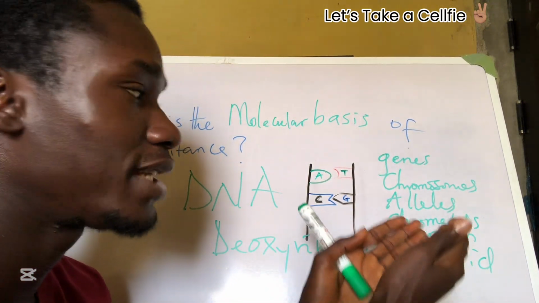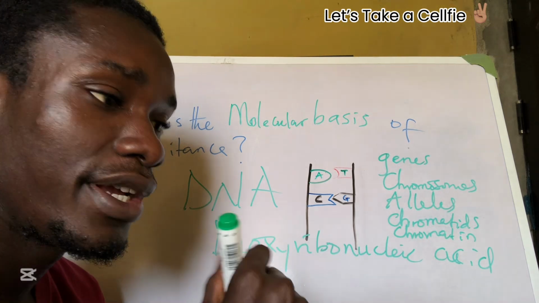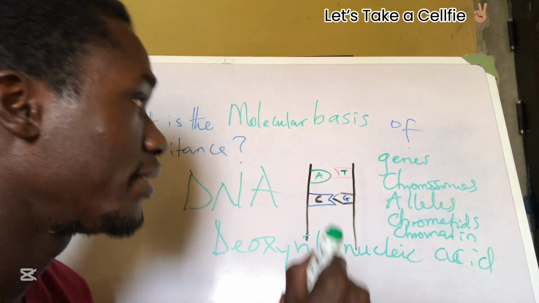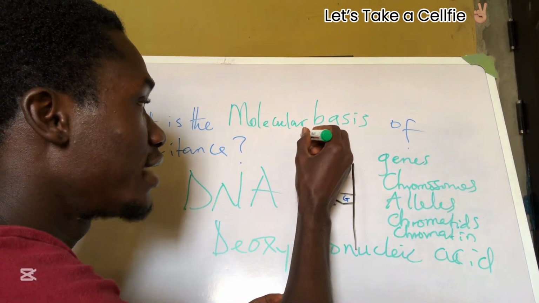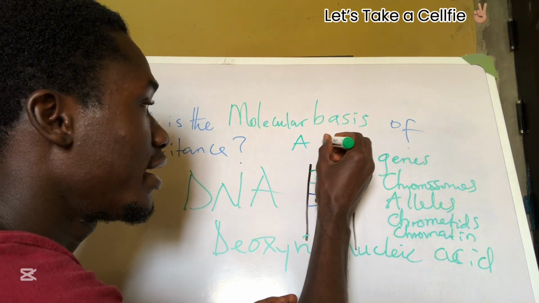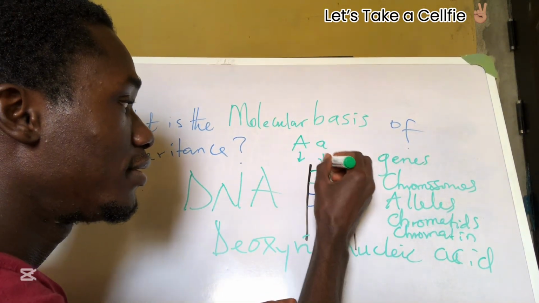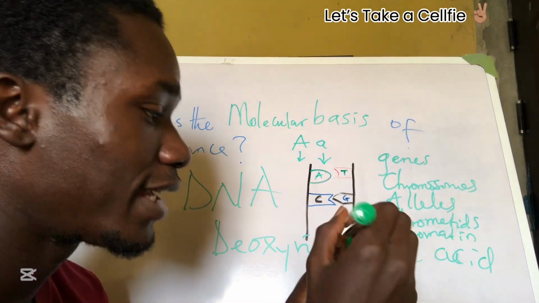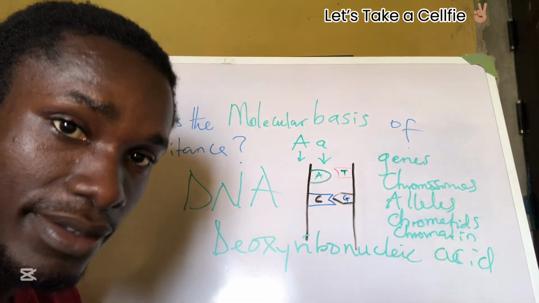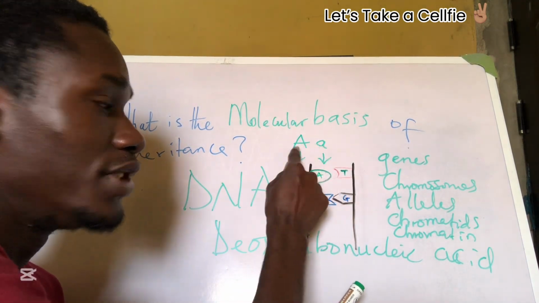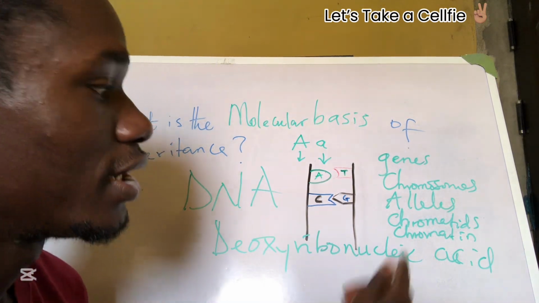Alleles are also alternate versions of genes. Genes come in pairs. So if you have two genes, say heterozygous Aa, each of these is an allele. This is an allele, this is an allele. So even an allele is also a form of DNA because it is one of these two copies of a gene.